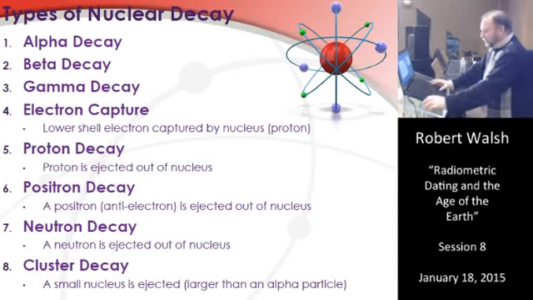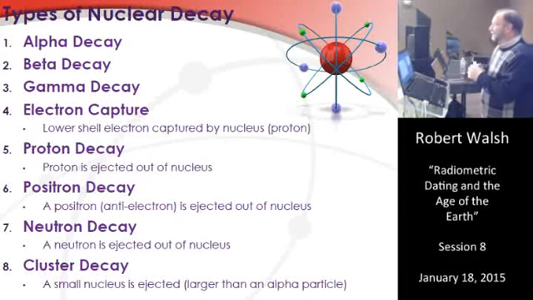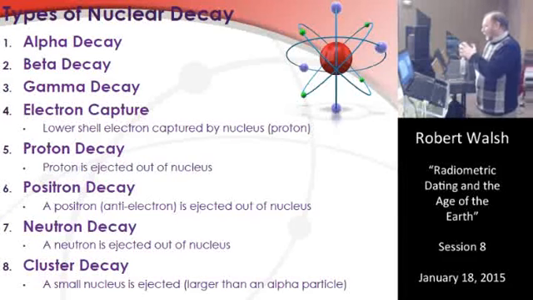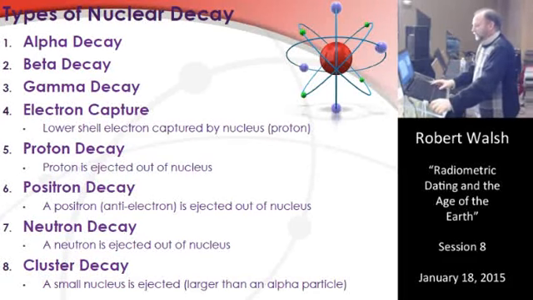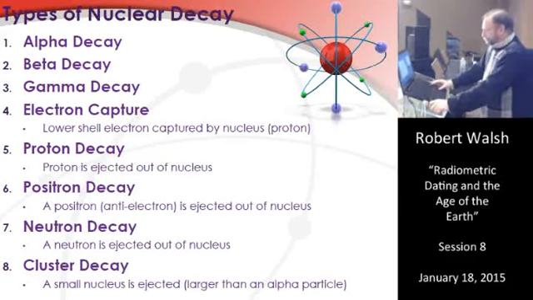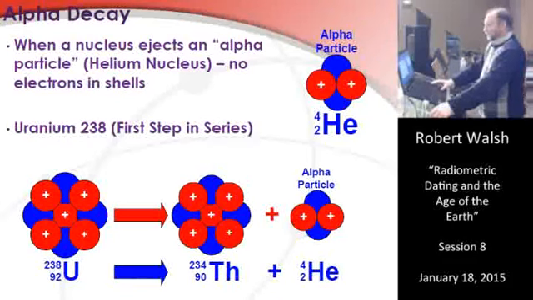Neutron decay, where a neutron is ejected out of a nucleus. Cluster decay, where a small nucleus is ejected out of the main nucleus, but something bigger than what's called an alpha particle or a helium atom, which we'll talk a little bit about in a minute. So these are just some types of nuclear decay that physicists deal with daily in the laboratory. Let's take a look at alpha decay. This is probably the more important one that we want to talk about tonight.